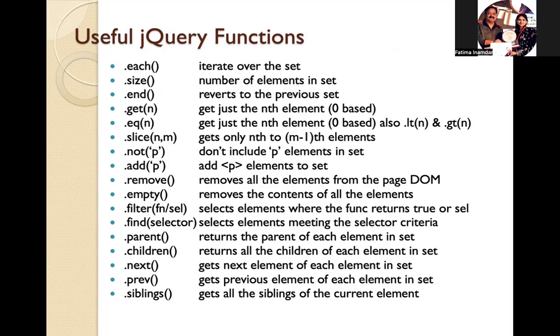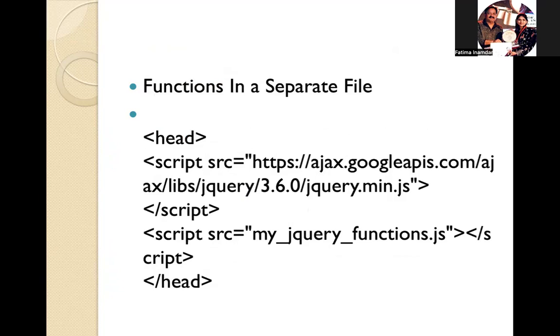The parent method basically returns the parent of each element in the set. Children is a method used to return all the children of each element in the set. The next method is used to get the next element of each element in the set. The prev method is used to get the previous element of each element in the set. And siblings is a method to get all the siblings of the current element. Here we write our functions in a separate file where I added jQuery, and in that we can use the function itself. That function will get called through the script src.